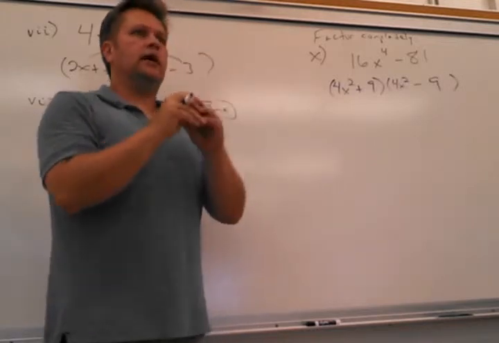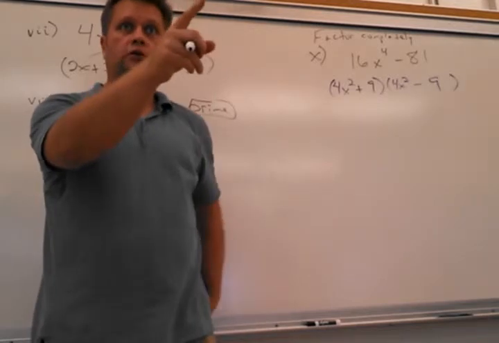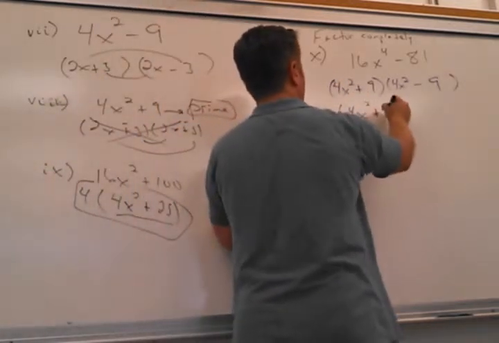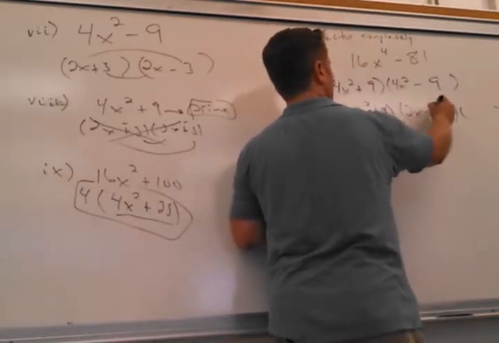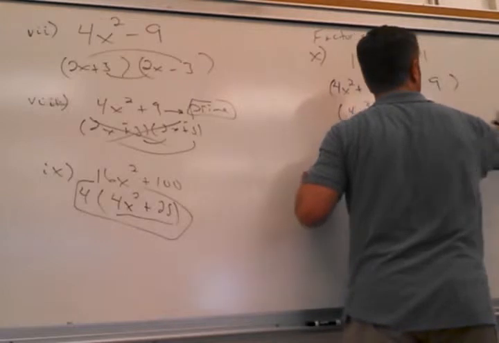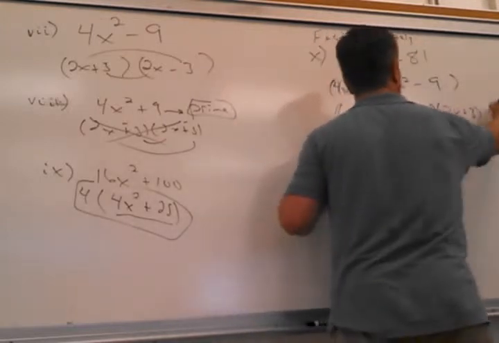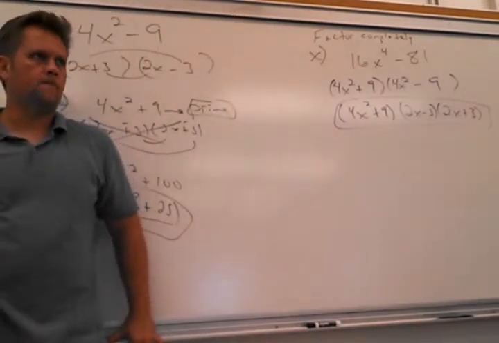Now, I'm not done. I can't be done. It's good. The second dude is a difference of squares. So the first dude, don't forget about him. He comes for the ride. And the second dude is... Cool. Okay. So you break it up even further.